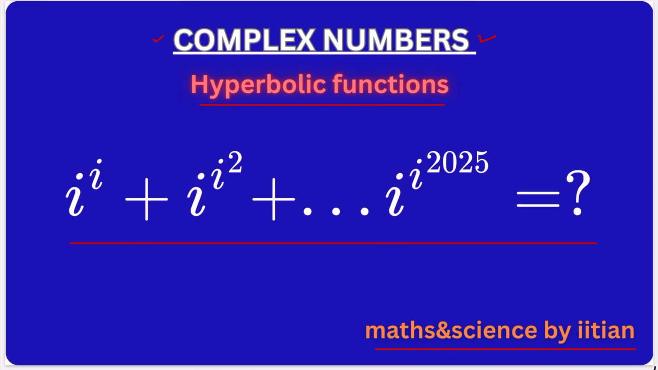By using the hyperbolic function definitions, the number theory congruence modulo, and the definition of i and using e, we will be able to find it. We can't add 2025 numbers manually. Let us try to solve this problem. We will be using the number theory congruence modulo, the value of i, the concept of e, and the concept of hyperbolic functions. Let's move forward.